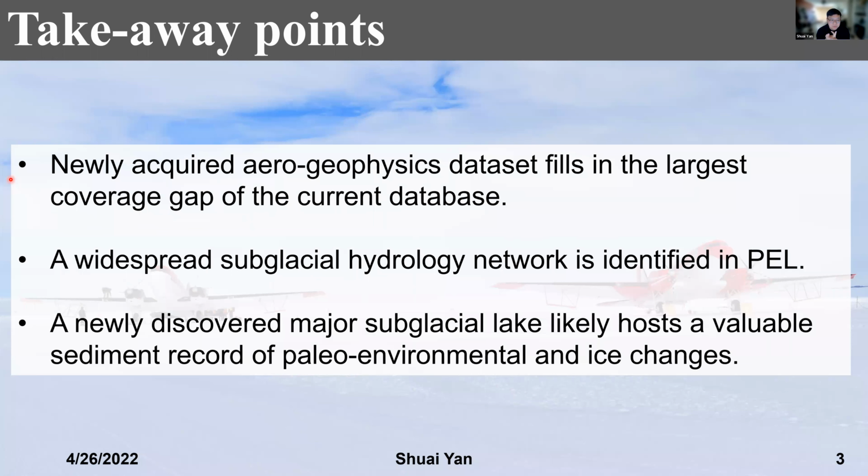So the first thing I want to show is that we have this new data set which fills in the biggest coverage gap of the current version of our basotopography database. And from this new dataset, we identified a widespread hydraulic network beneath the ice sheet in East Antarctica. And one of the newly identified lakes probably hosts a very valuable sediment record of the environmental changes and ice sheet changes in the past. So let's dig into the details.